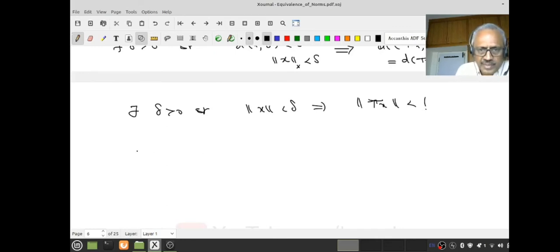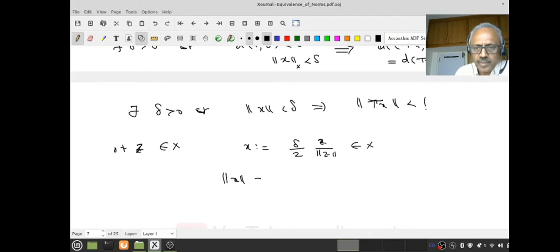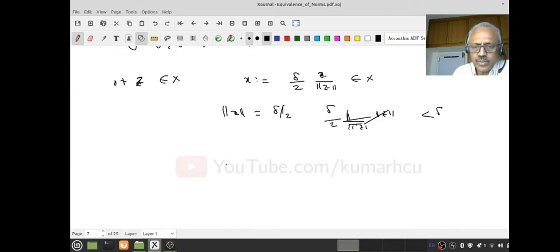Now you give me any vector z, a non-zero vector in X. Then let us look at x defined by delta by 2 times z by norm z. This is a vector in X. What is its norm? Its norm is delta by 2, because delta by 2 and 1 by norm z will come out, and then I will write norm z. Therefore the norm is delta by 2, which is less than delta. Therefore what do I know? Norm of Tx is less than 1.